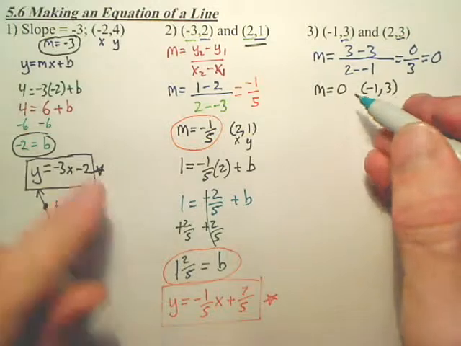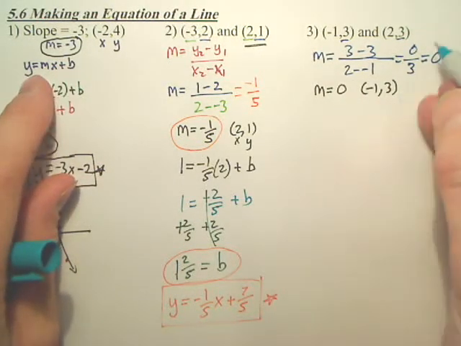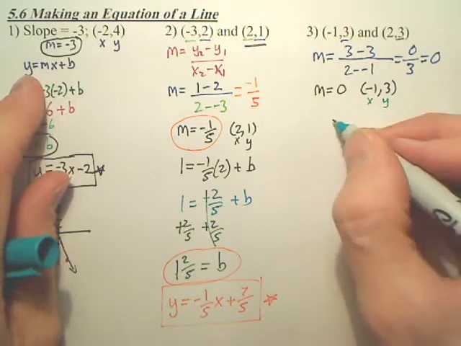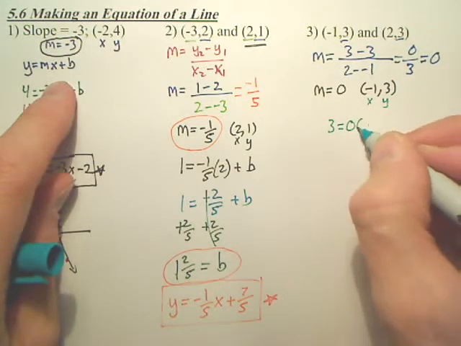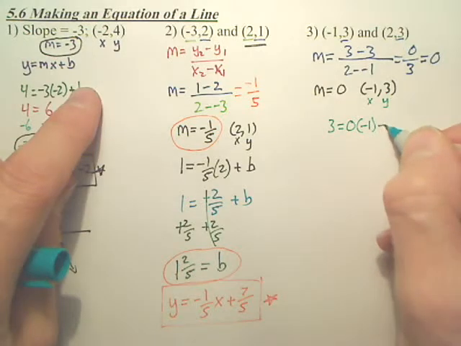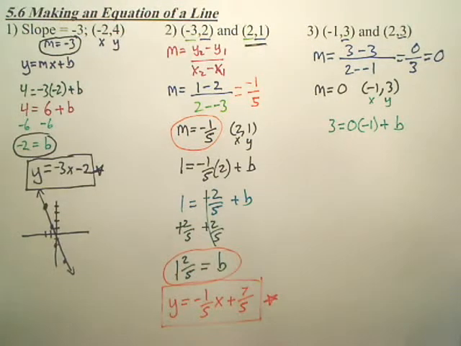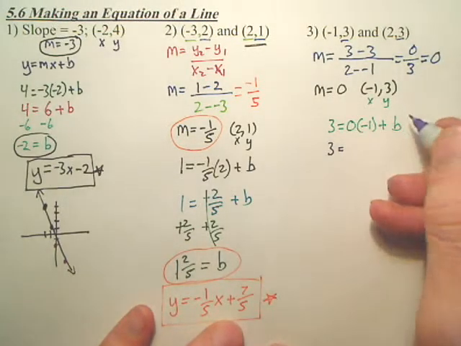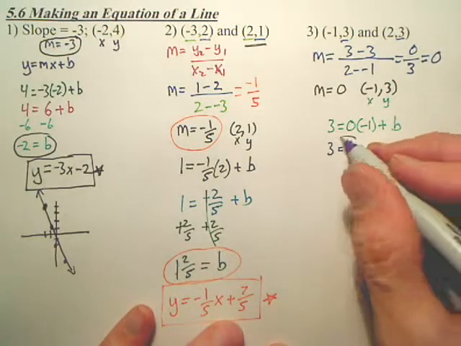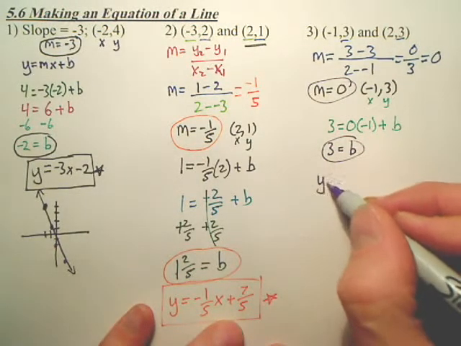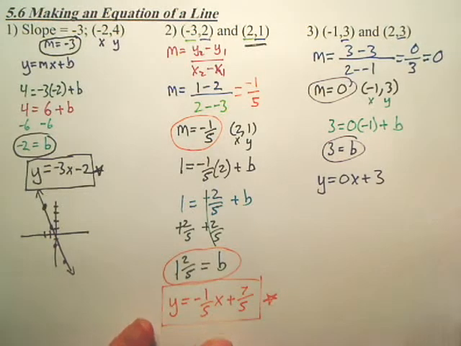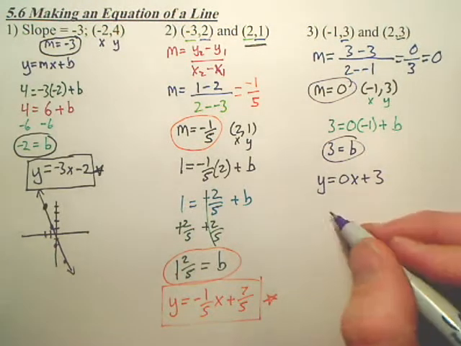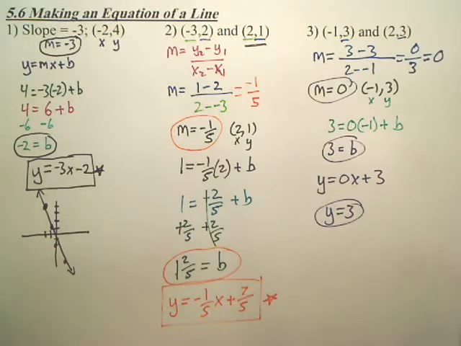You take all your information and plug it back into this formula right here. So that's x, that's y. So y is 3, m is 0, x is -1. Solve for b. 0 times -1 is 0. So basically you get b equals 3. So y equals 0x plus 3. Now, 0x doesn't make sense, so the equation is just y equals 3. That is the equation of the line because there's really no slope. The slope is 0.